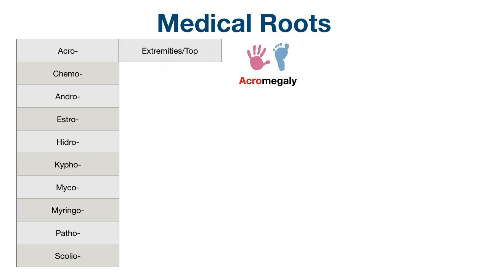First we have acro, which means extremities. It also means top, peak, or extreme. An example medical term is acromegaly, which is abnormal growth of the hands, feet, and face from overproduction of growth hormone by the pituitary gland.